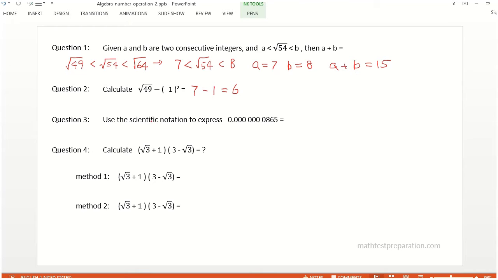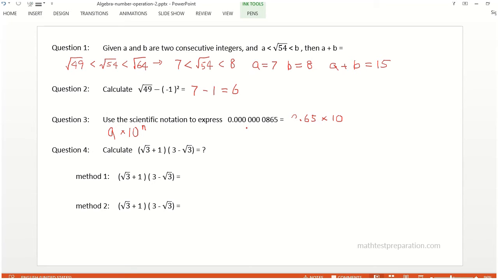Question 3. Use scientific notation to express this number. The scientific notation to express a number is a times 10 to the nth power, where a is a single digit. Now we need to determine the single digit, which should be 8.65. Multiply base 10. Now we need to determine the n.